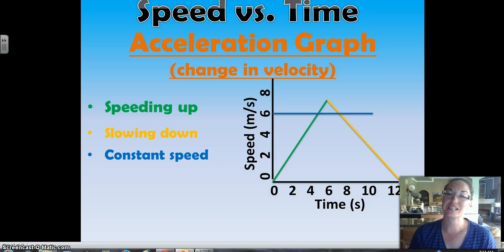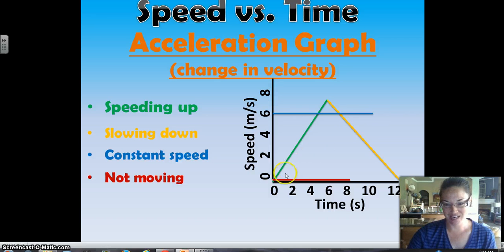You can, though, see an object at rest on an acceleration graph. If you look at a line down here, this line is a straight line, meaning that it's traveling at a constant speed, but this time the speed is at zero. So the object is not moving. If it's staying at 0 meters per second, then the object must be at rest.